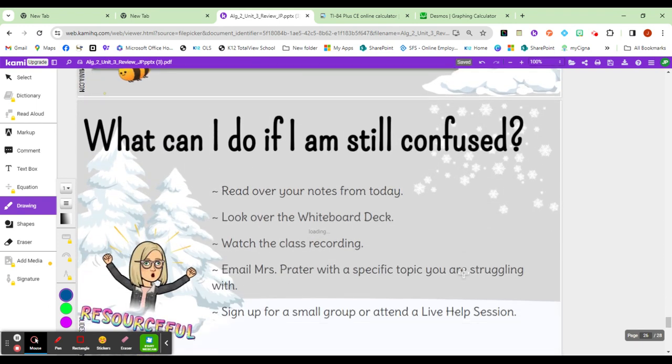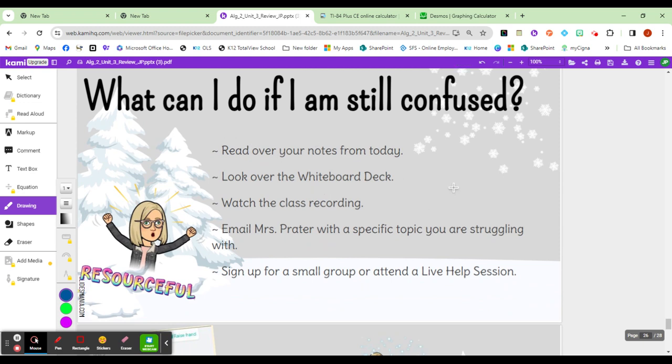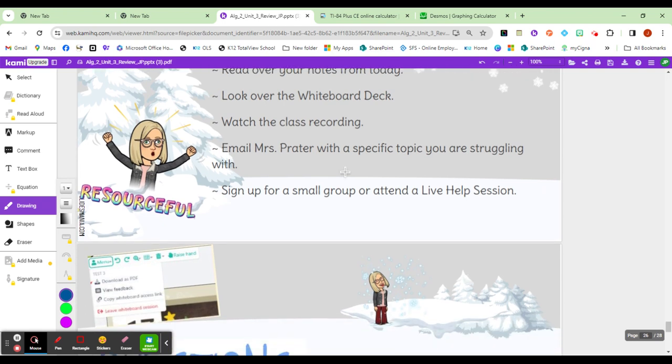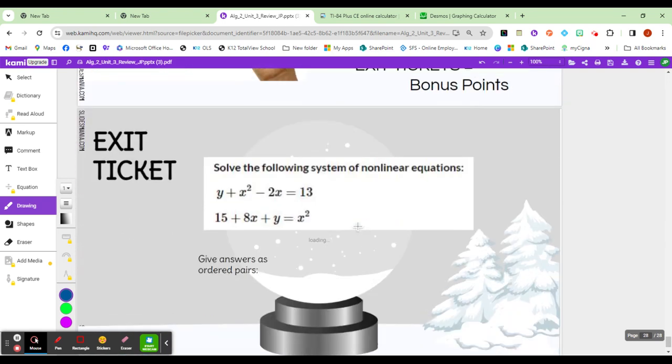We'll slide through this. Remember, these are just ways, if you're still confused, read over your notes, look at your whiteboard deck. All whiteboard decks, by the way, are posted in the Bitmoji Classroom, which is under content. In my Bitmoji Classroom, you can watch class recordings. You can also send me emails for help. And then I think that's it.